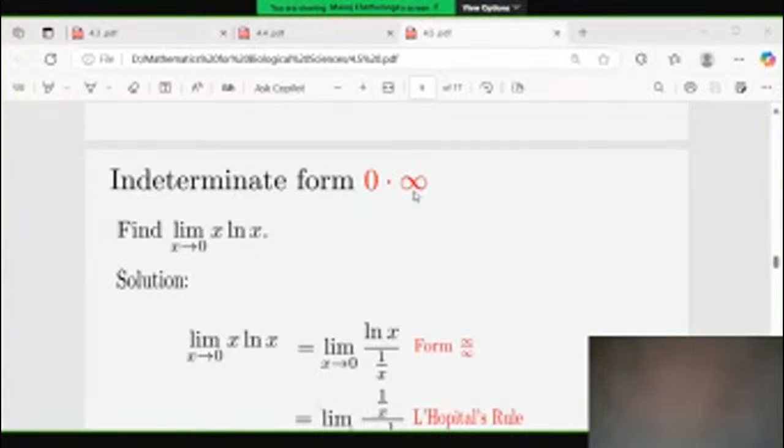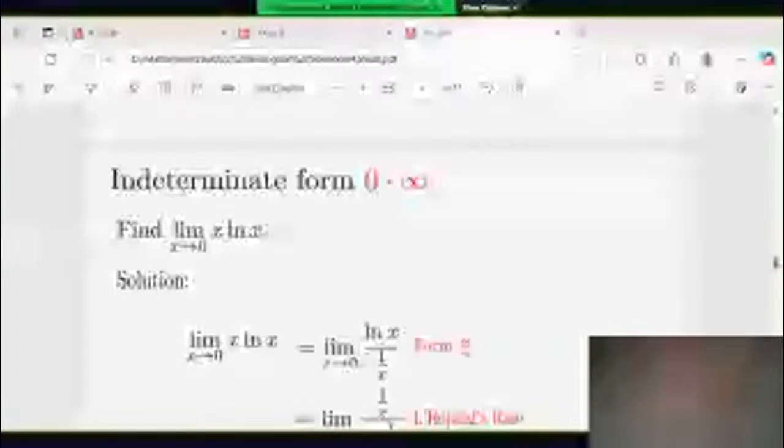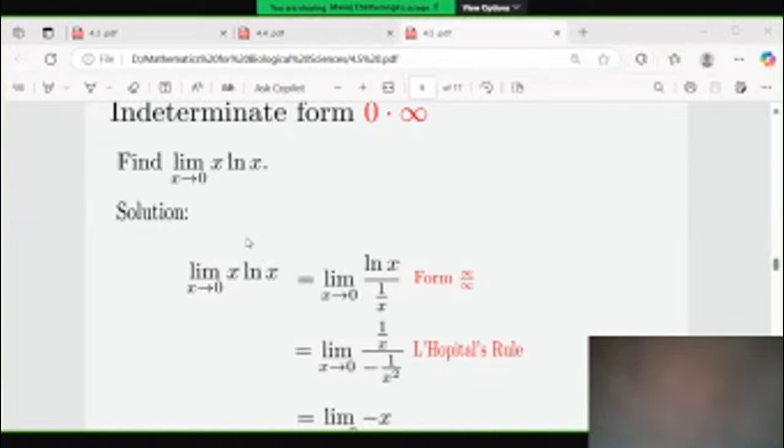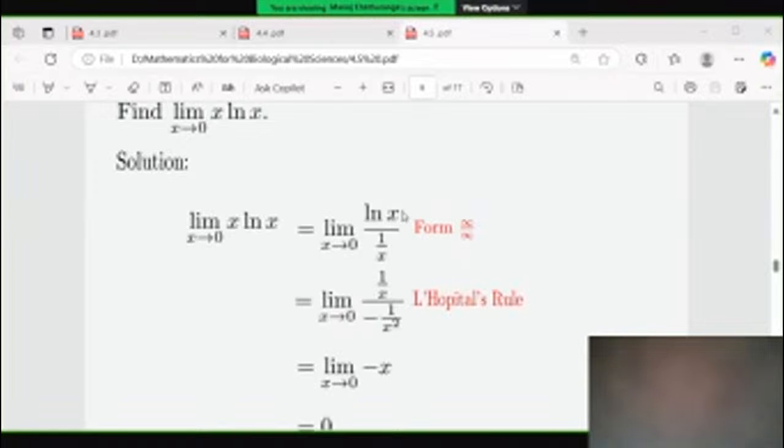So you cannot directly differentiate x and ln x, because to apply L'Hopital's, we need 0 by 0 or infinity by infinity. So let's take this expression and rewrite it as ln x divided by 1 over x, because multiplying by x is the same as dividing by 1 over x. Now it has the indeterminate form infinity by infinity. So you can apply L'Hopital's for this new function, not for the initial function.